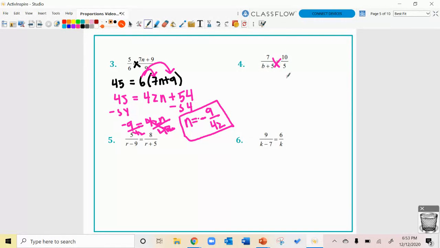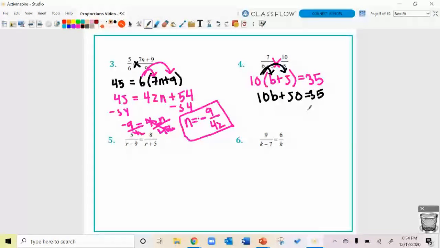So let's go ahead and do the same thing here. So I'm going to go ahead and do 10 times b plus 5. If I wrote down the 7 times, like if I flipped this side and I had the 6 times 7n plus 9 on the left, that would have been absolutely perfect too, okay? Equals 7 times 5, which is 35. I'm going to go ahead and distribute that 10. So I've got 10b plus 50 equals 35.